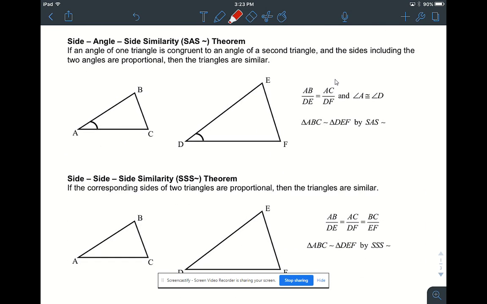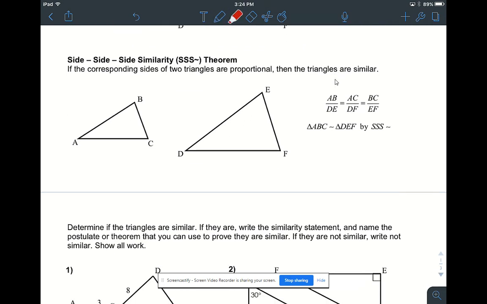The next one is side angle side. So this one's a little different than what we've looked at before. You have to be able to prove that two sides are proportional. That means they're not congruent, they're proportional. So you have to set up a proportion for them. And you have to prove that the angle in between the two sides is congruent. So two sides proportional, angle included is congruent. If you can do that, then your similarity statement here would be that the two triangles are similar by side angle side similarity.